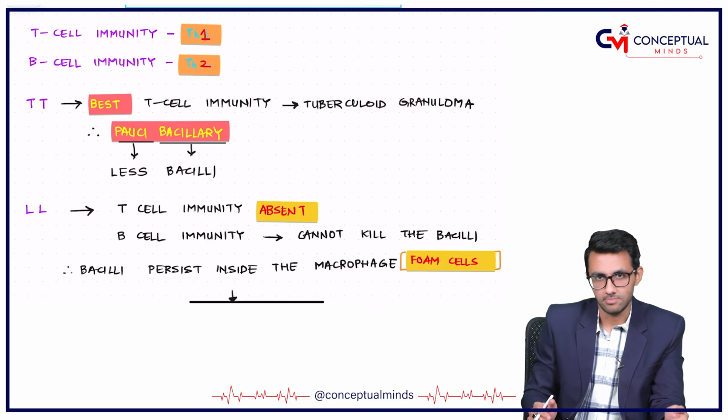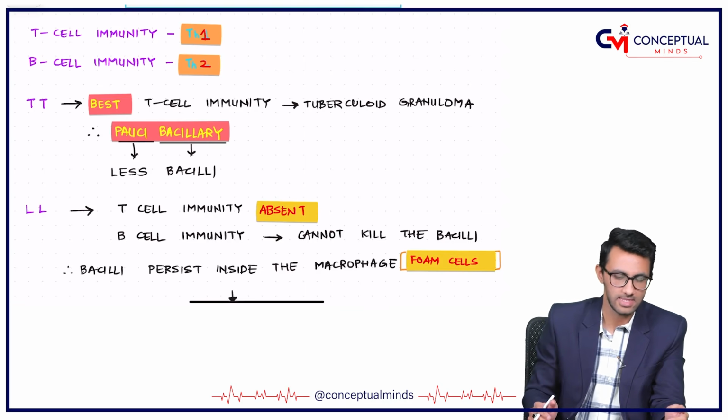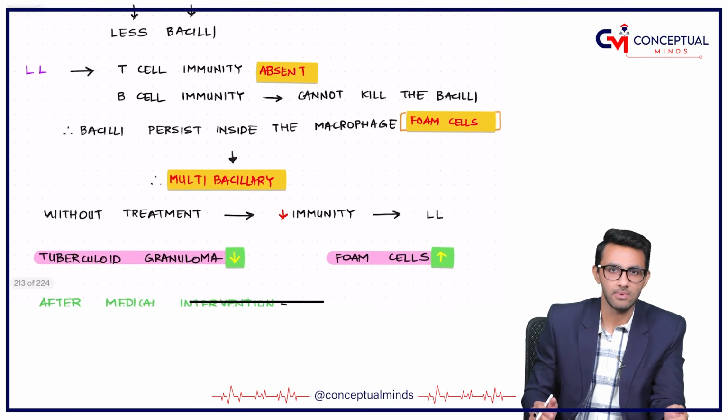And how about the other one, that is the B cell type? Yes, we take the next example, that is the LL type. In LL type, the body is not competent enough to contain the bacteria, and if the T cells are absent, the B cells would kick in. Yes, that is the Th2 ones.